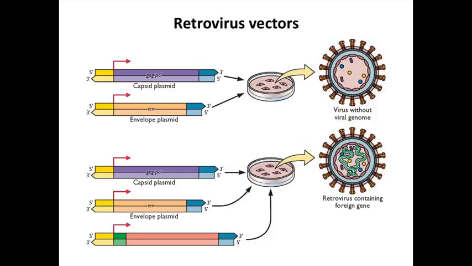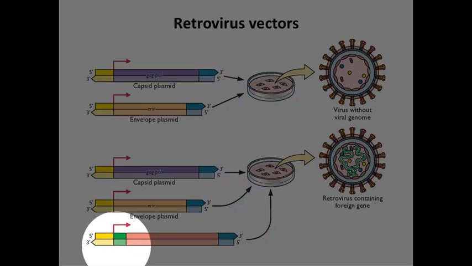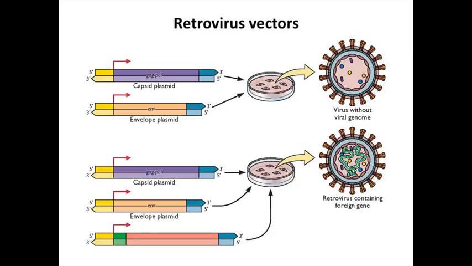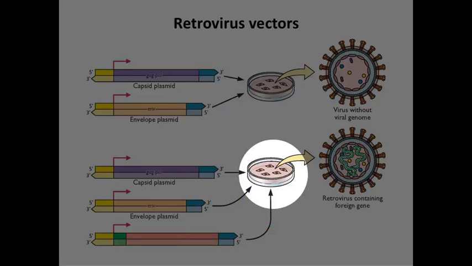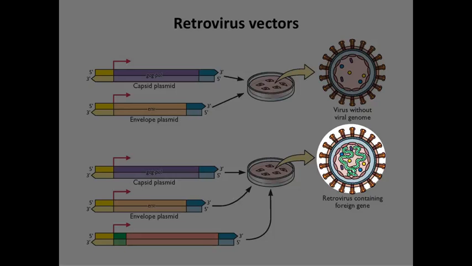But now let's say you want to insert a gene in here. You just take the same 2 plasmids, and then you add a 3rd plasmid containing your gene of interest. You want to correct the gene defect, you put the gene in here, and you put signals in it so it will be incorporated into the retrovirus. So 3 plasmids, you transfect them in cells, you now have a retrovirus containing a foreign gene. And you can use that to try and treat genetic diseases.